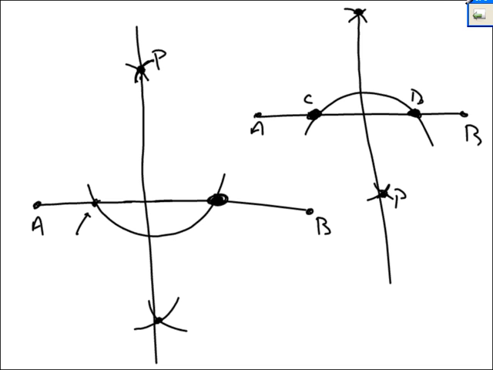Connect the two dots. Doesn't look very perpendicular, but it's because I'm not using a compass. Okay, that is how you draw a perpendicular line. Given a line and a point off the line, how you draw the perpendicular.